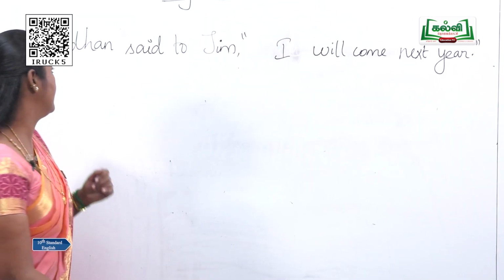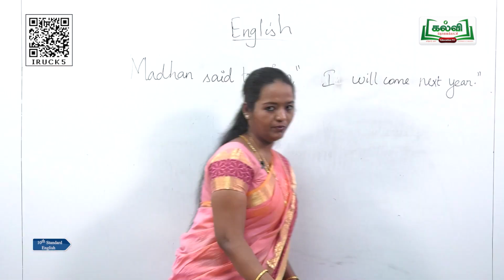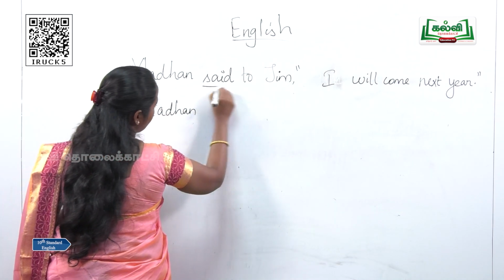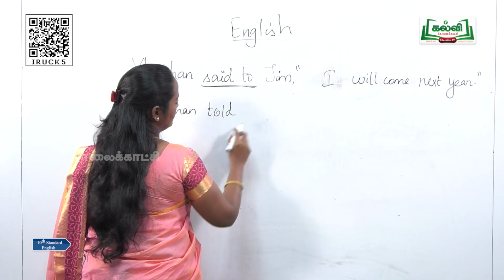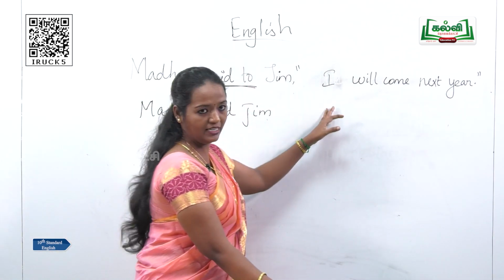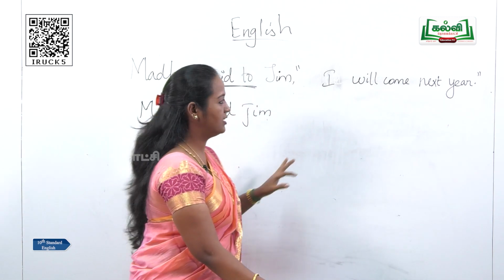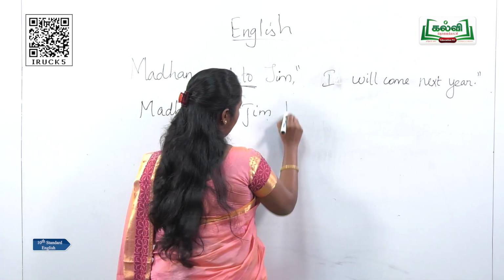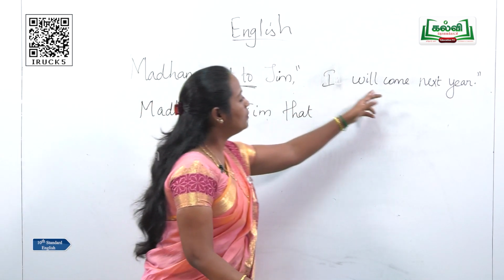Okay children, now look at this sentence. Madan said to Jim, "I will come next year." Now when you change it into indirect speech, said to always becomes what? Told. Good. So Madan told Jim. Remember, you will have to know what type of sentence this is. So what type of sentence? "I will come next year." It's a declarative sentence. So what would be the linker that I will have to use here? Yes, that. Madan told Jim that I will come next year.